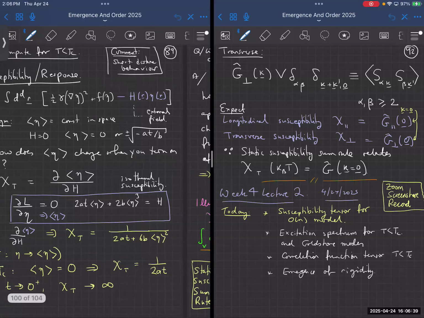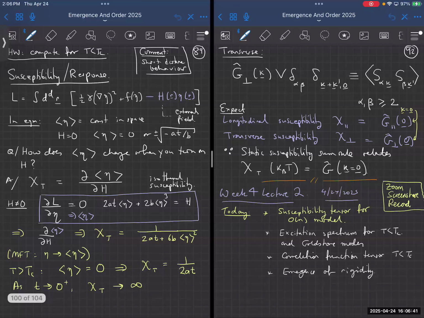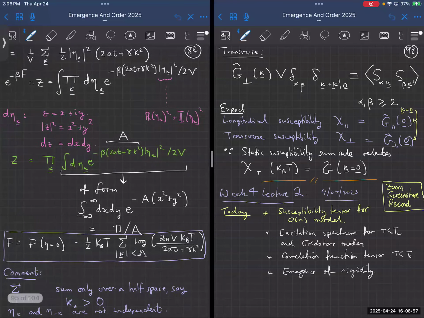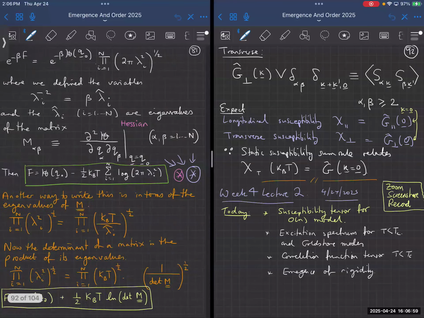All right. Last time we talked about susceptibility, response, and correlations, and we computed those things in the case of the Ising model with a discrete symmetry. And then we went back and started looking at the ON model with a continuous symmetry.